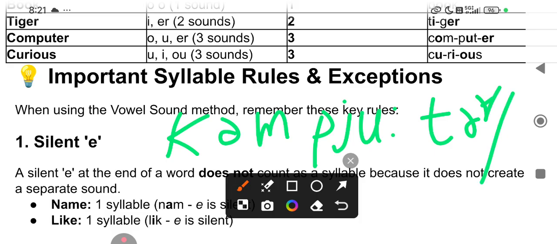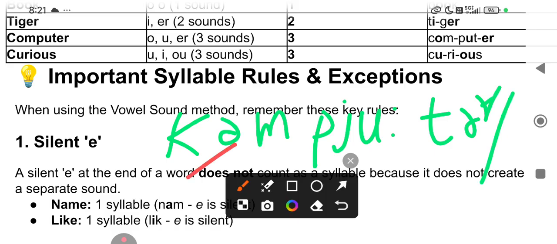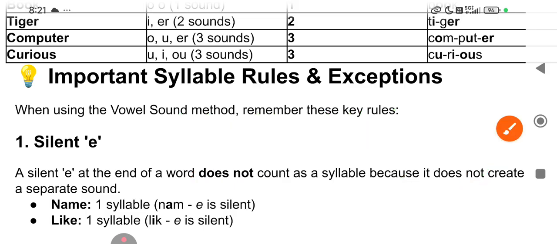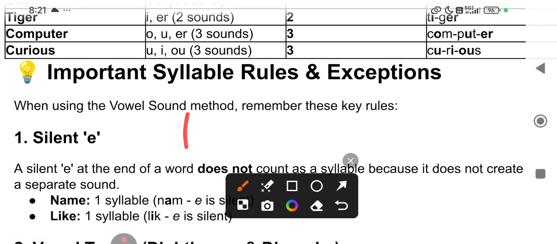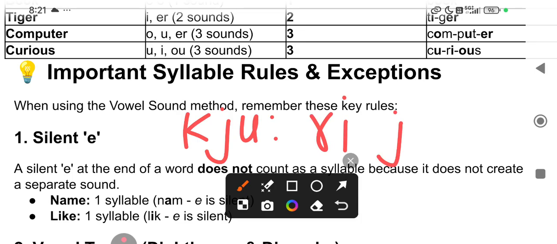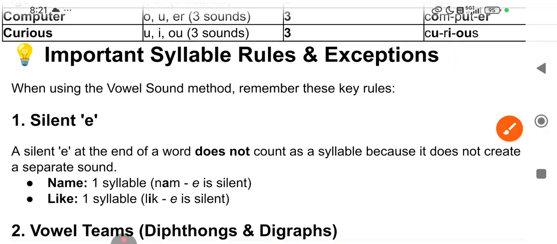Computer, right? Let us count: 1, 2 and 3. Computer is three syllabic. Then curious. So that's curious, three sounds: cu, ri, ous. Yes, curious. So there are three sounds. This is a three syllabic word.